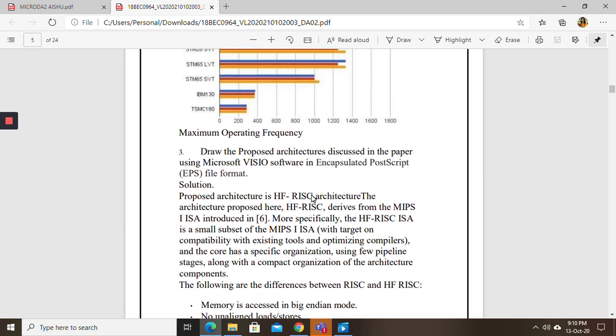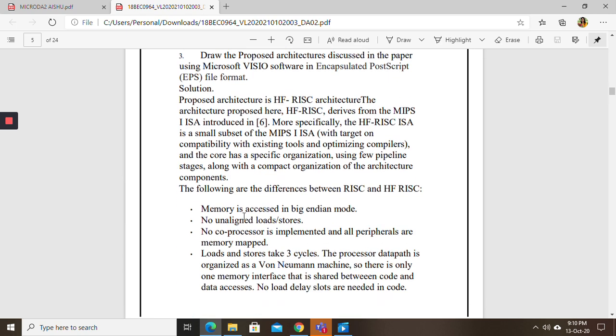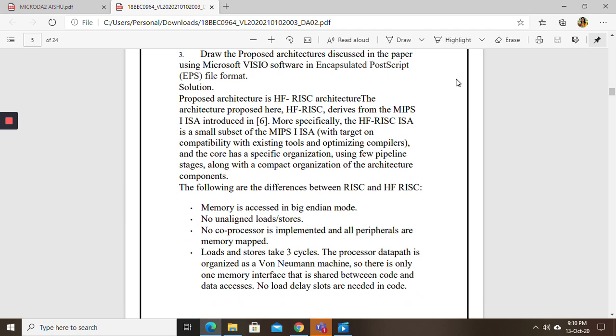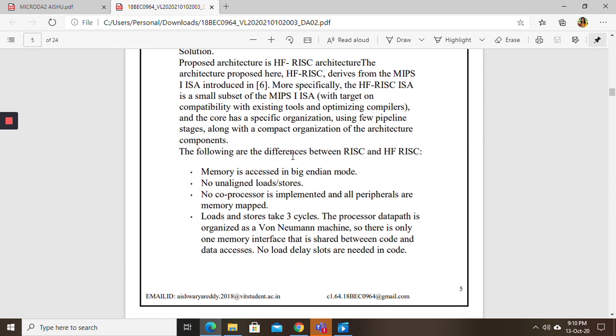The next one is the proposed architecture discussed in the paper. This is the proposed architecture used. HF-RISC derives from MIPS. More specifically, HF-RISC is a small subset with the target on compatibility with existing tools. And these are the differences between MIPS and HF-RISC.